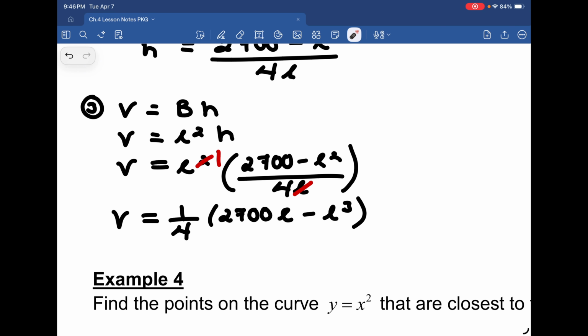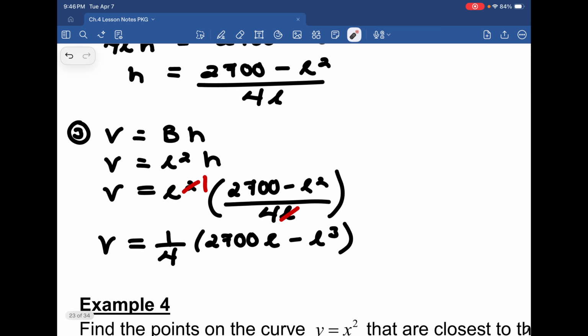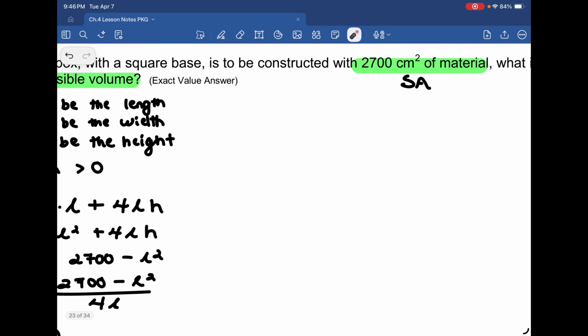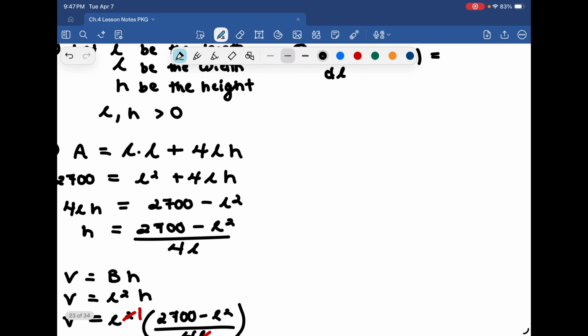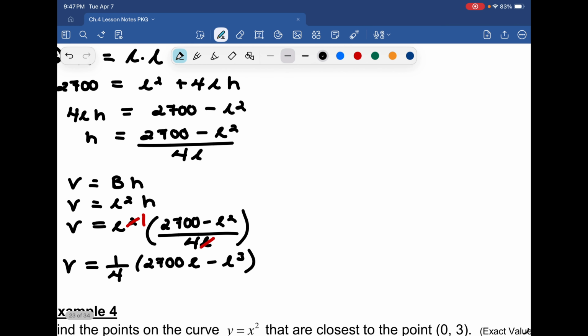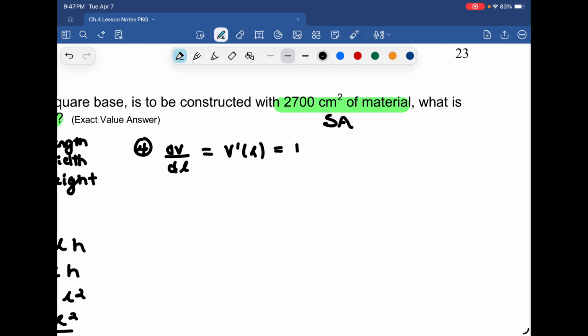Okay, now when we take the derivative, this allows us to solve for our critical numbers. Bringing this up above, I can do this by the power rule and just leave that 1/4 out front. I'm going to go dV over dL, because it's in terms of L, which is equal to V prime of L. I'm going to take the derivative of 1/4 times 2,700L minus L cubed. That leaves us with 1/4 bracket: 2,700, and then minus the 3L squared from the L cubed.